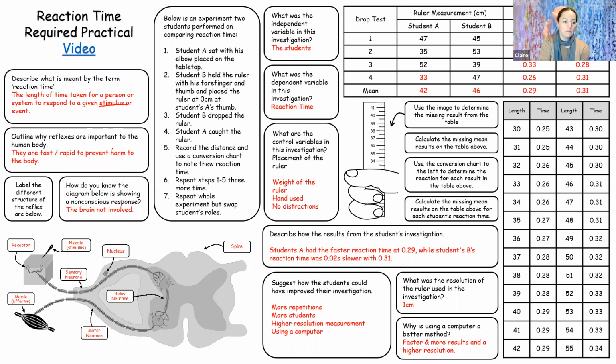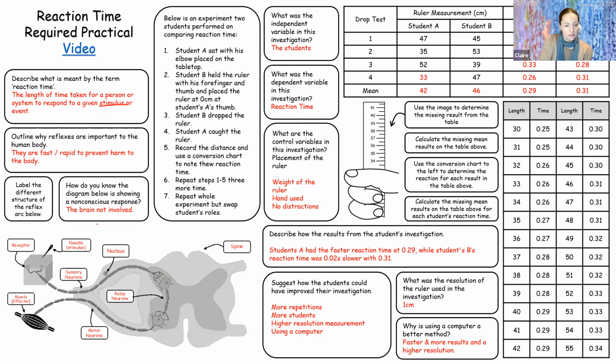Outline why reflexes are important. This often gets asked. They are fast and rapid. Homeostasis is all about keeping you constant in the right environment, depending on the internal and external environment. And also to avoid harm and damage. That is what this is all about.